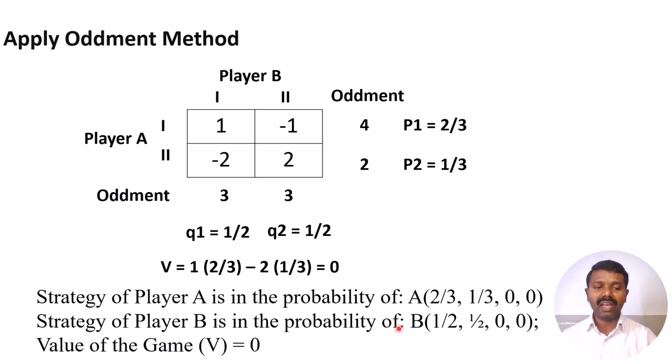So finally we can say the strategy of player A is, in probabilities of A, 2 by 3, 1 by 3, 0, because the third and fourth strategies we have not considered, as they are cancelled by the dominance property. And the strategy of player B is, in probabilities of B, 1 by 2, 1 by 2, 0. So the value of the game is 0. So that is how we solve practical problems by using game theory.